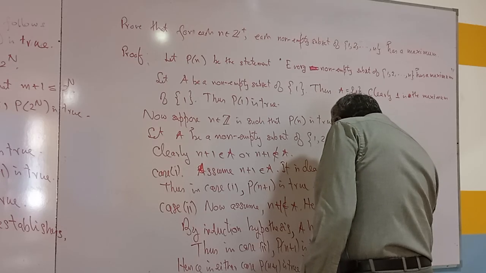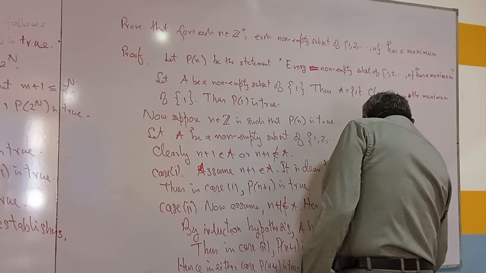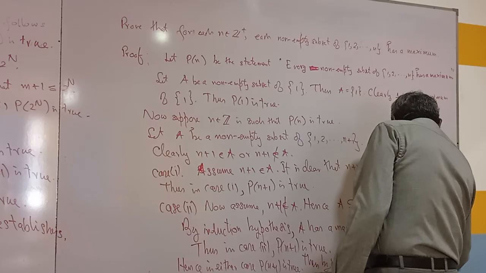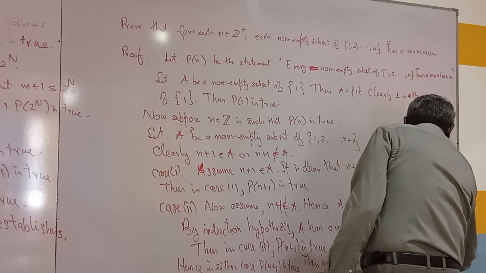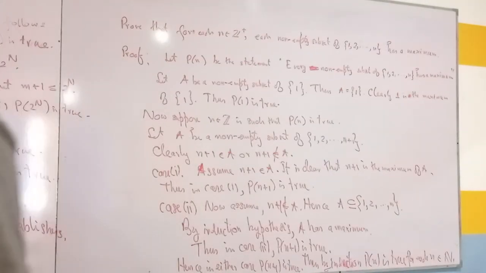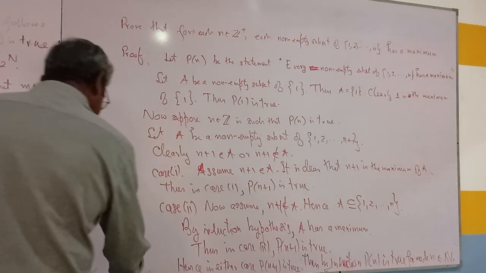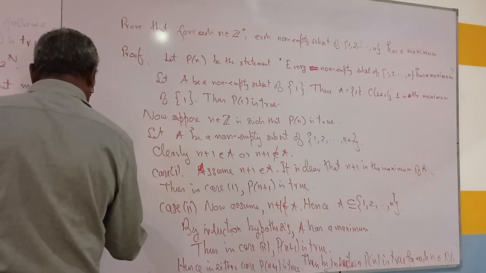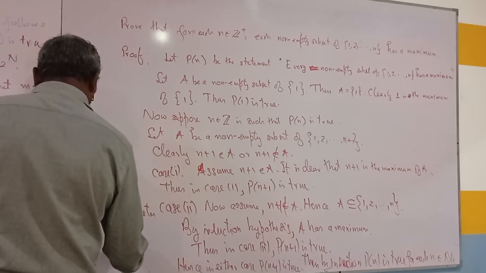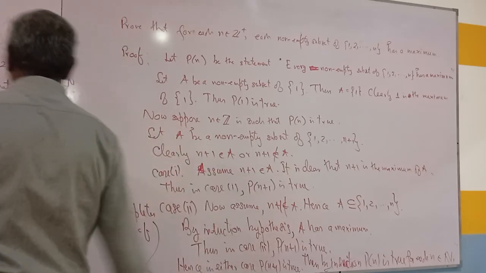Thus, by induction, Pn is true for each n that belongs to it. That means each non-empty subset of 1, 2 up to n has a maximum. This completes the proof. I will write it here in blue somewhere. This line must go over there.